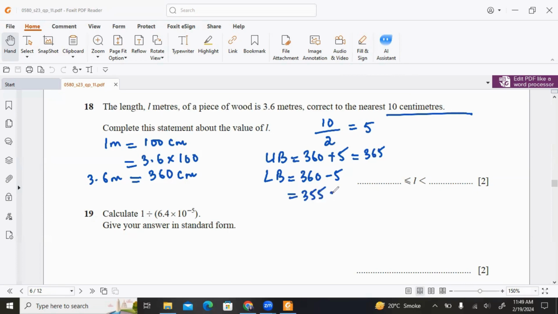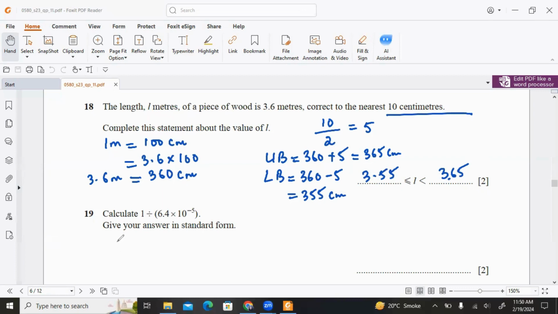Now keep in mind that these values are in centimeters, not in meters. To convert back into meters, we divide by 100. So 3.55 is the lower value, and L has to be less than 3.65.